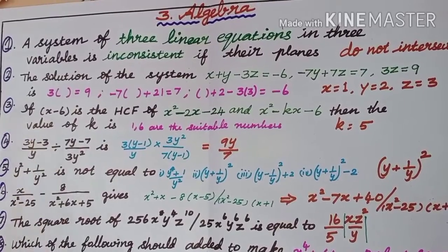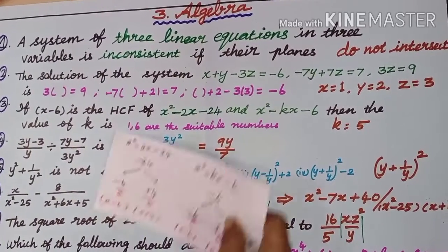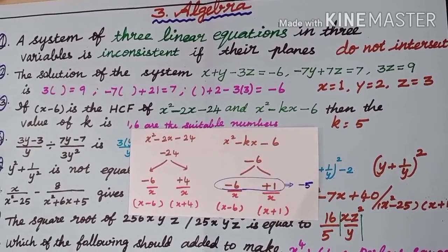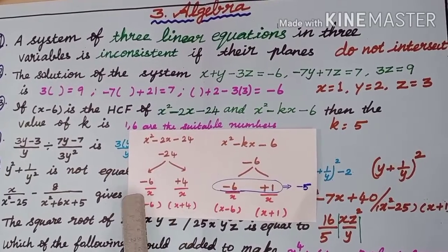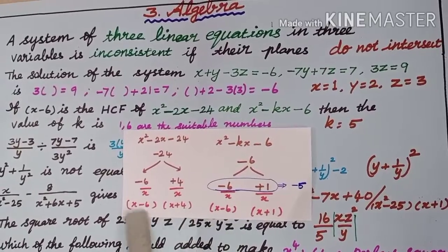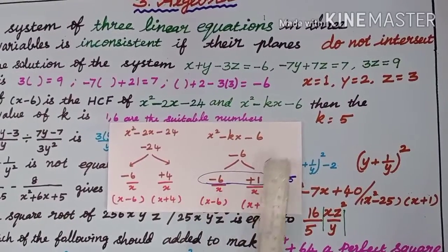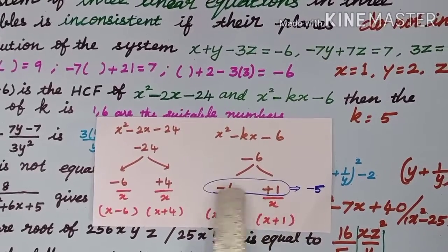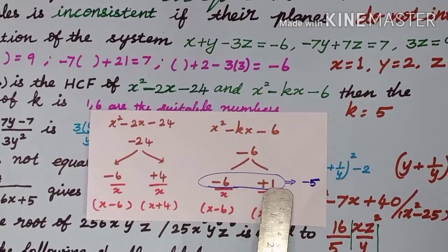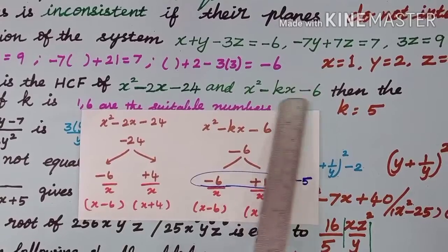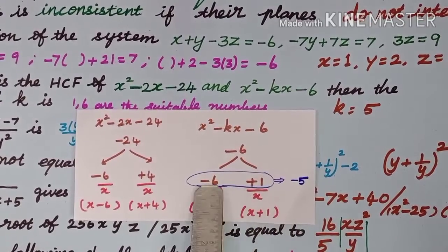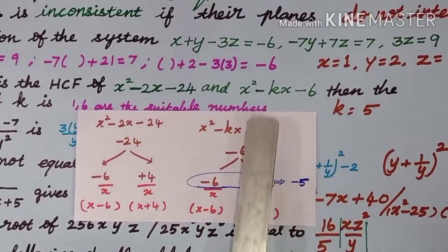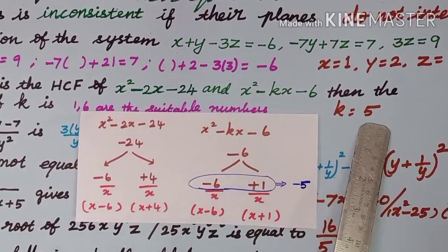Third question, x minus 6 is the common factor of these two equations. So x minus 6, minus 24 here, x minus 6 is a common factor of these two equations. The multiplying answer is 6. So 1 times 6 is 6. Here you do the addition, this is the middle term, so if you add this you will get minus 5. So comparing this, the k value is 5.